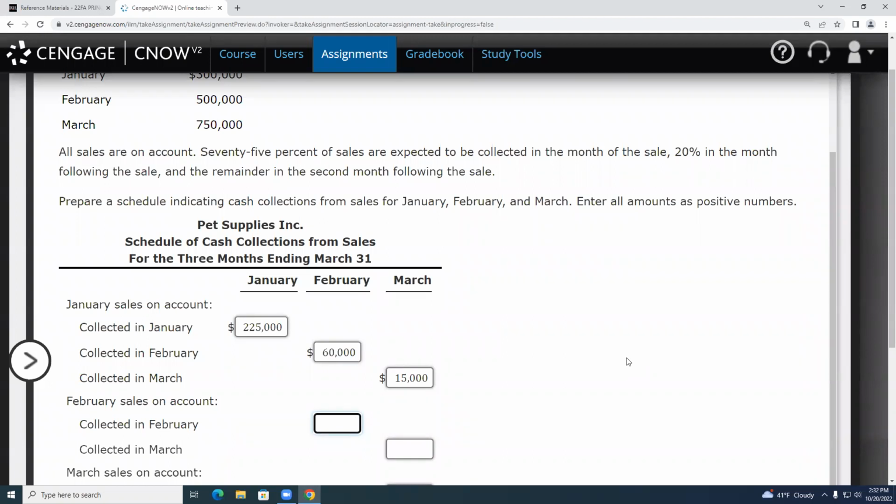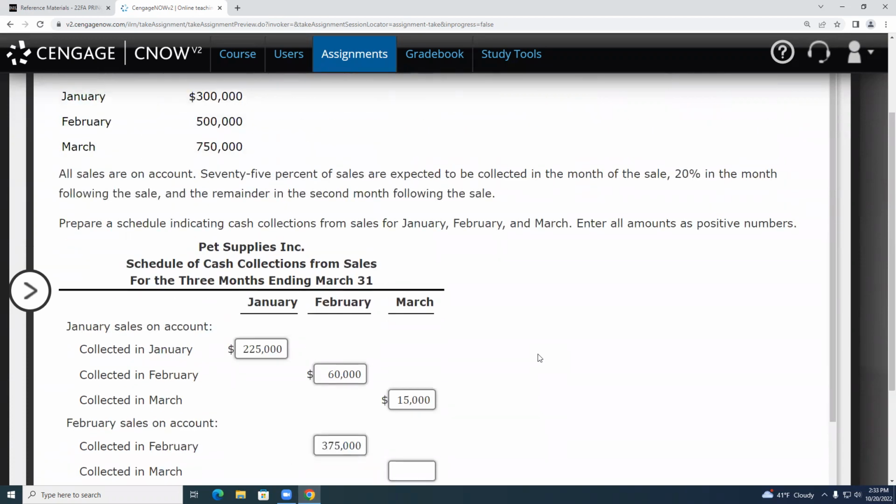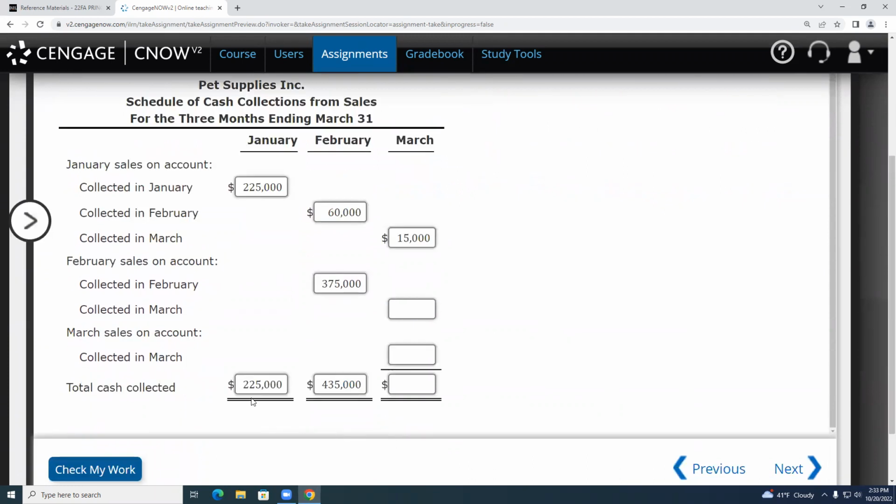So in February, they expect to sell $500,000 worth of pet supplies, but they're going to collect 75% of that in February, or $375,000. So in February, they're collecting that $375,000 from February sales. They're also collecting the $60,000 carryover from January sales, or a total of $435,000. By the end of February, the company expects to have sold $800,000 worth of merchandise, and they expect to collect only $660,000 in cash. You can see the mismatch between what their income statement shows and their actual cash receipts.